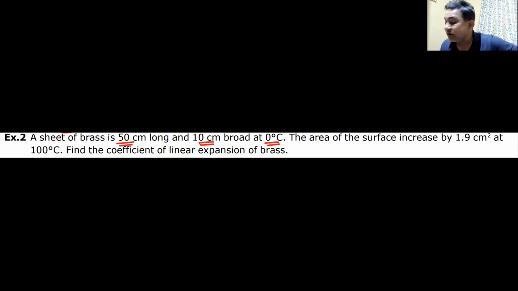Initial temperature is 0. You can call it theta 1. Final temperature is 100. You can call it theta 2. Theta 2 minus theta 1 is 100. You can call it delta theta. Do it in short steps. The area of the surface changes by 1.9 centimeter square. You can call it delta A. So delta A is given to you, length is given to you, breadth is given to you, change in temperature is given to you. You have to find the coefficient of linear expansion.